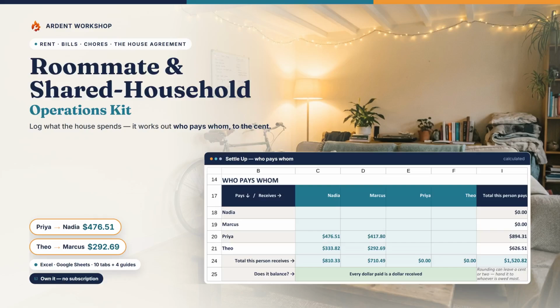A shared house runs on 3 questions. What did we agree? Who owes whom? And whose turn is it? Most houses answer all 3 in a group chat, which has no totals, no structure, and no memory anyone can search at the moment it matters.